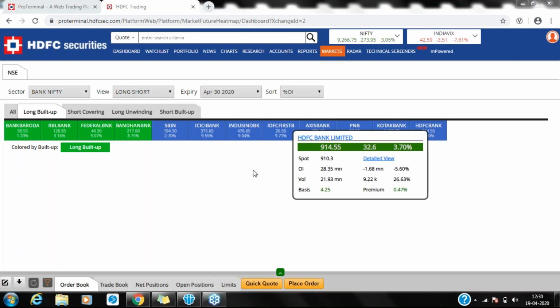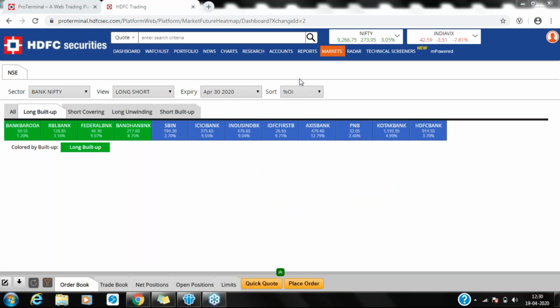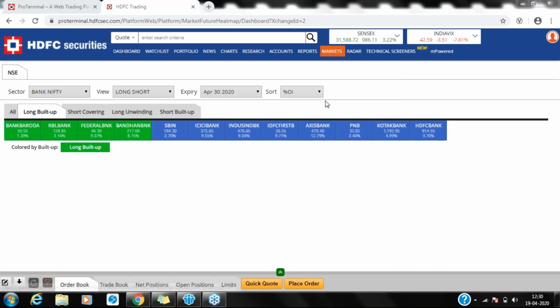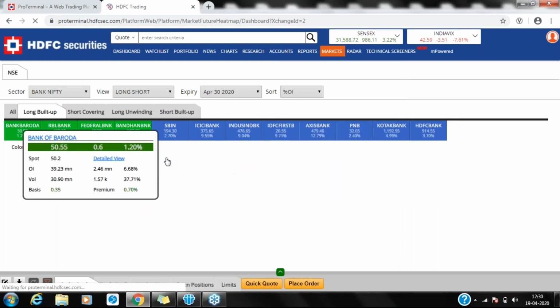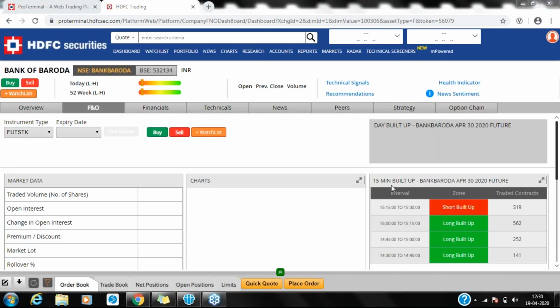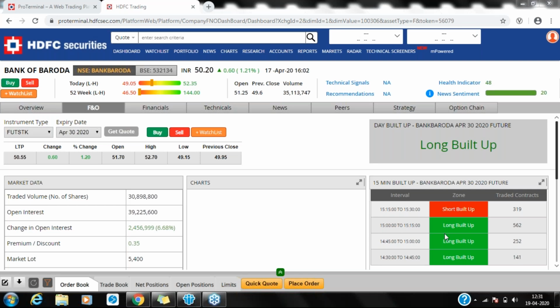Manish has a question. Strike price change in open interest in 5 minutes, 15 minutes, 10 minutes. So, Mr. Manish, as far as the open interest changes on a time frame, what you can do is go to a particular stock page. Let's suppose Bank of Baroda, during the live market, and on a 15-minute basis, you will see the long build up or short build up on the right hand side.